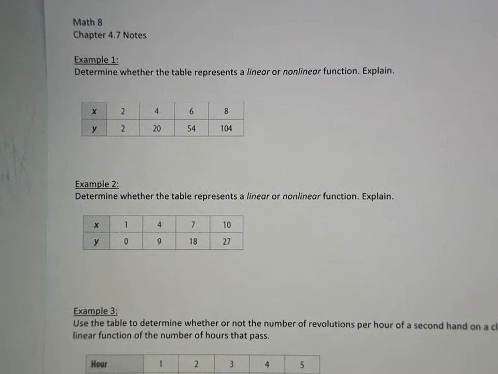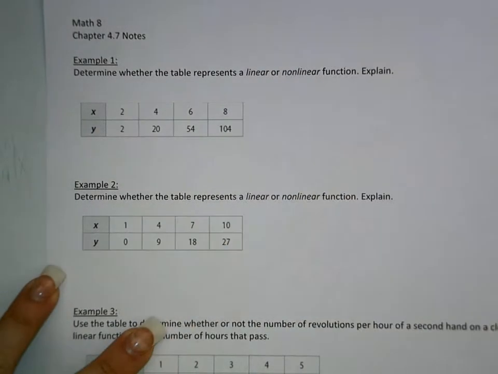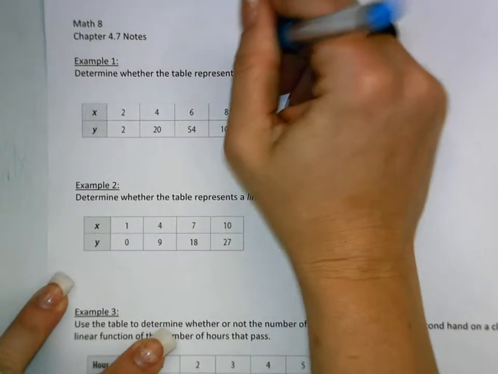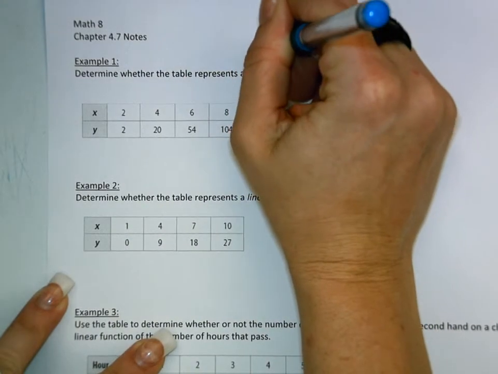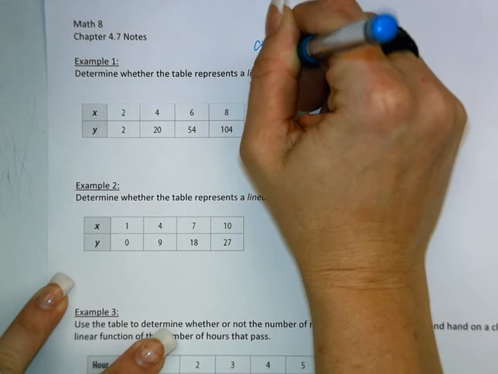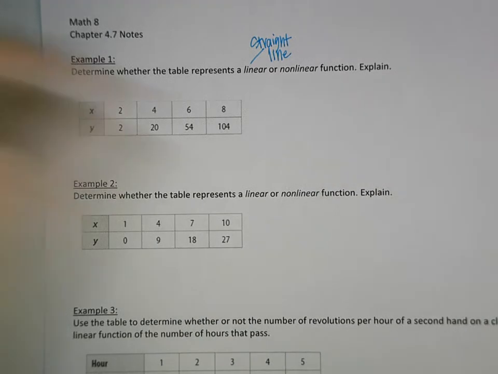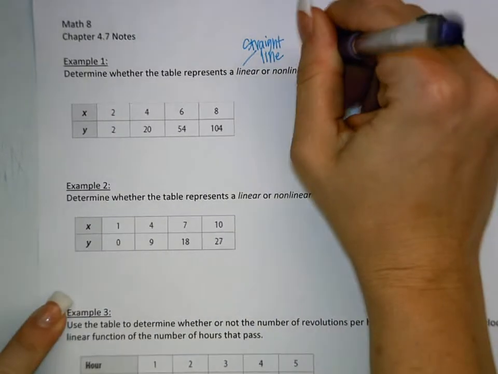So, what do you think a linear function means? A graph of a line. And non-linear would be what then? Not a line. A linear function represents a straight line. A non-linear function means it's like a curve.